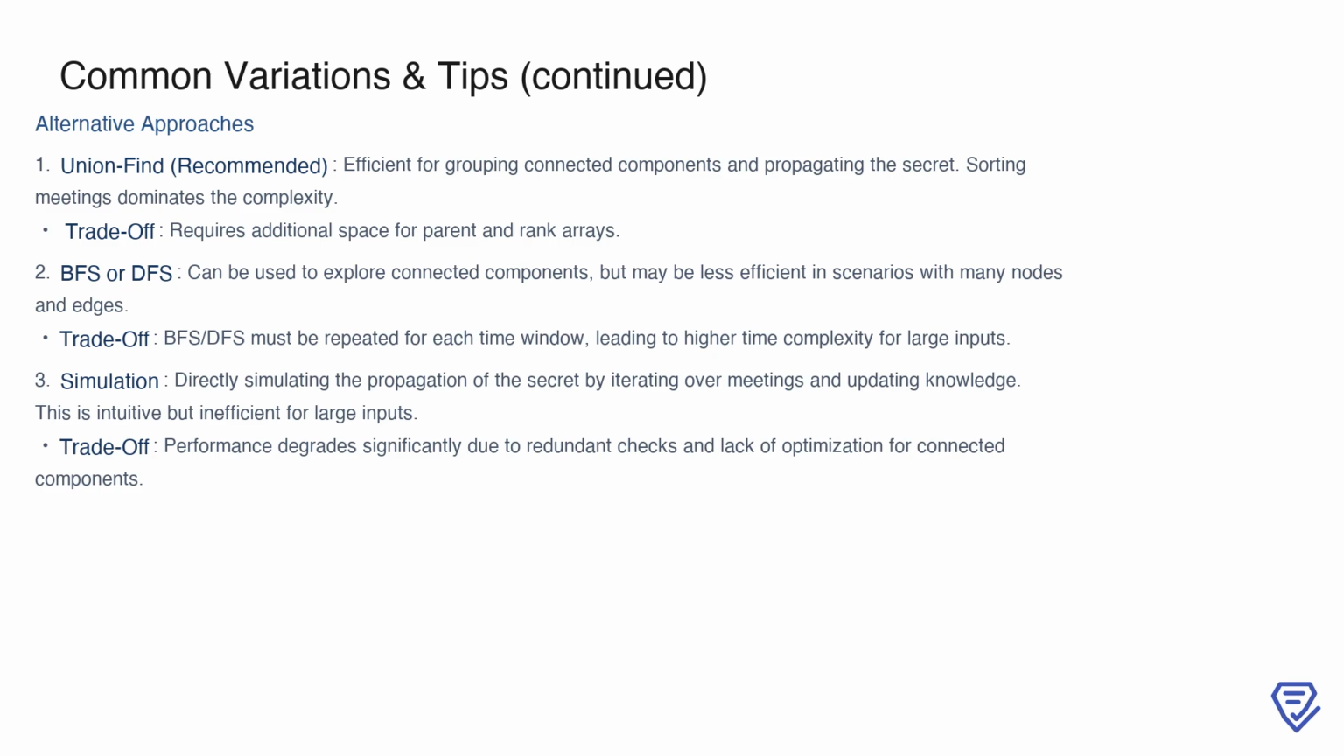Alternatively, BFS or DFS can be used to explore connected components. However, these methods are less efficient when the graph has many nodes and edges, as they require repeated traversal for each time window. Lastly, a simulation-based approach directly iterates over meetings to update who knows the secret. While this method is intuitive, it becomes highly inefficient for large inputs because of redundant checks and the lack of optimization for connected components. Understanding these trade-offs will help you choose the best strategy for the problem at hand.